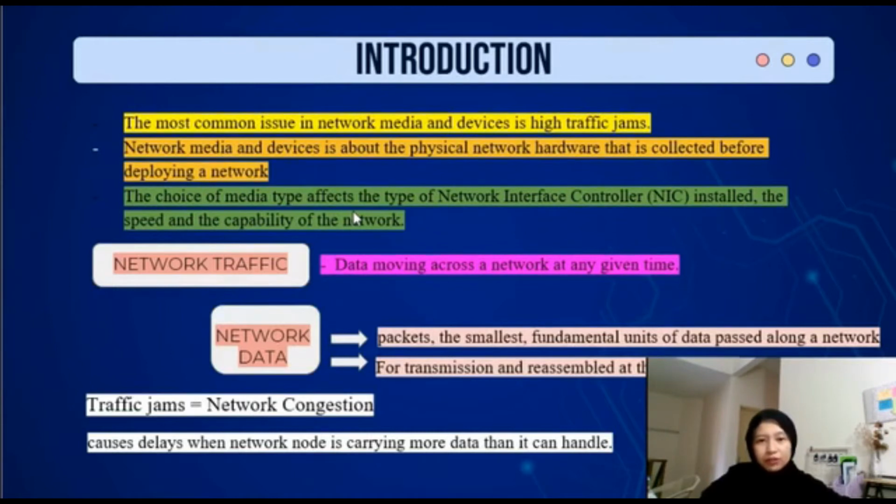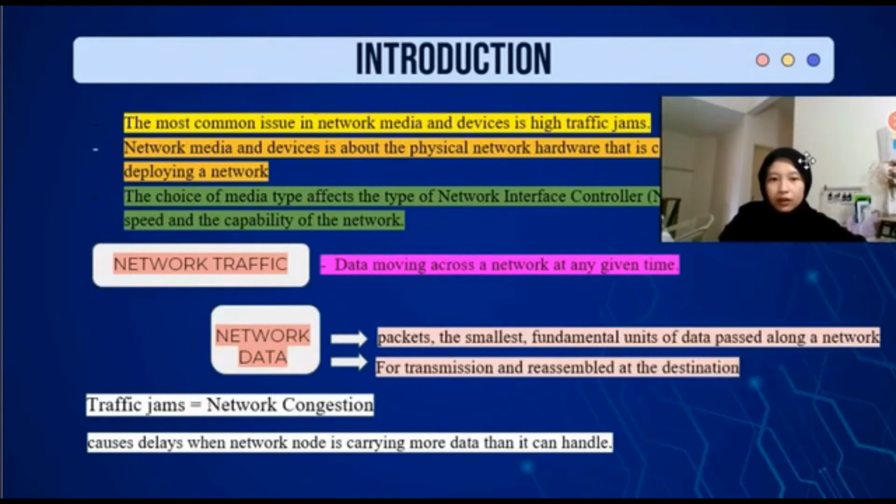Network traffic refers to data moving across a network at any given time. Network data consists of packets, the smallest fundamental units of data passed along a network. Network data is broken into these packets for transmission and reassembled at the destination. Traffic jams are similar to network congestion, which causes delay when a network node is carrying more data than it can handle.